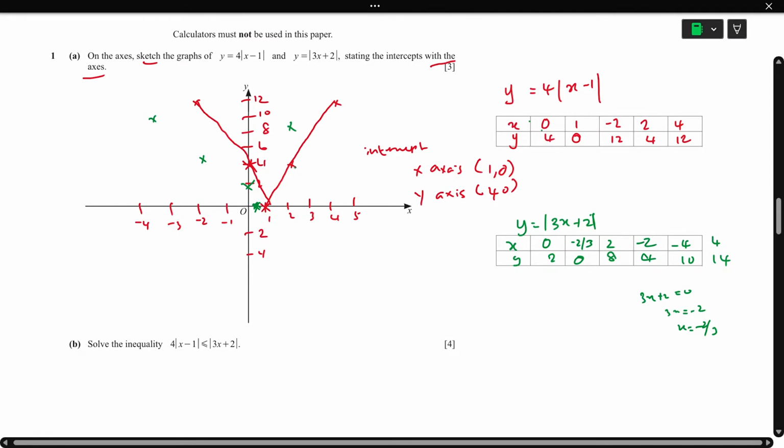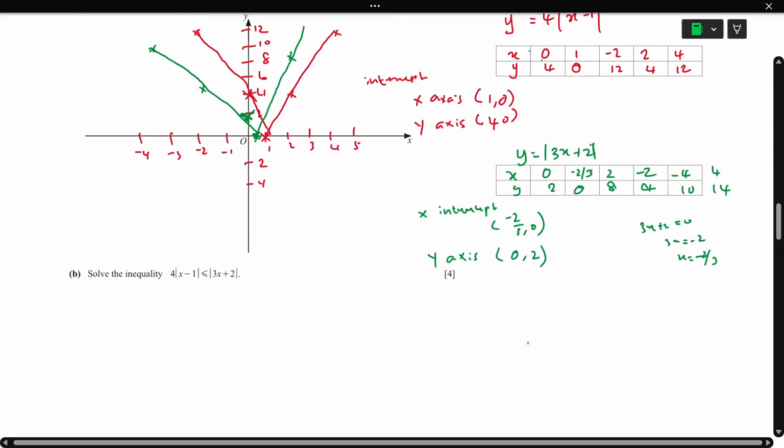So it's not proper, but when you draw the proper line, you'll get a sketch like this. The line should connect here. Now here also we need to find the intercept points. On the x-axis it's negative 2 over 3 comma 0, and on the y-axis it's 0 comma 2. That's the answer to the first question.